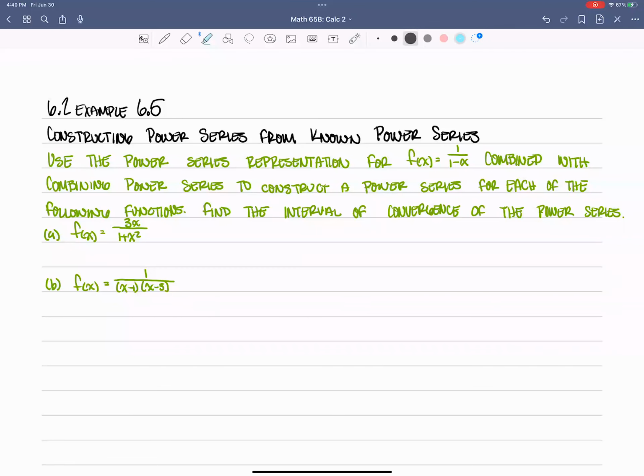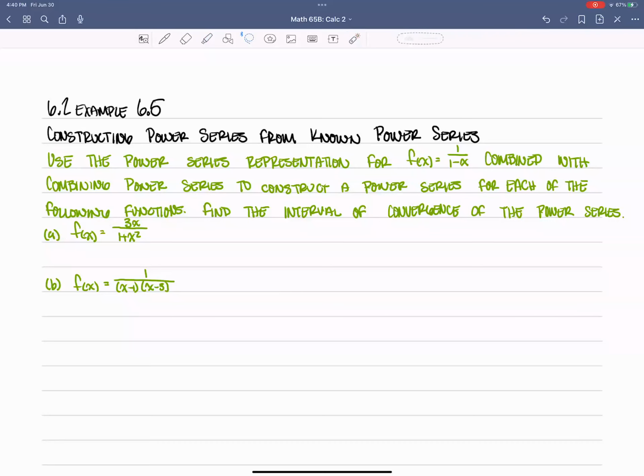Section 6.2, example 5, constructing a power series from known power series. Use a power series representation for f of x equals 1 over x. We kind of came up with this using our geometric sum. Combine power series to construct a power series for each of the following functions. Ooh, that was a mouthful. Find the interval of convergence of the power series.